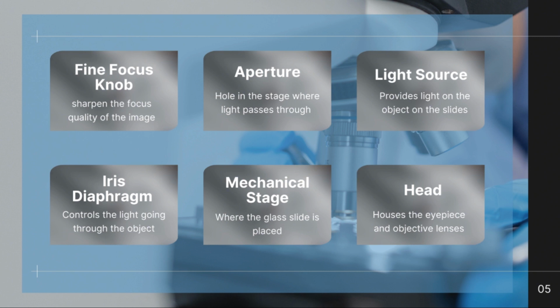Next is mechanical stage. It is where the glass slide is placed. It can be moved upwards and downwards. It also has a hole to let the light pass through.